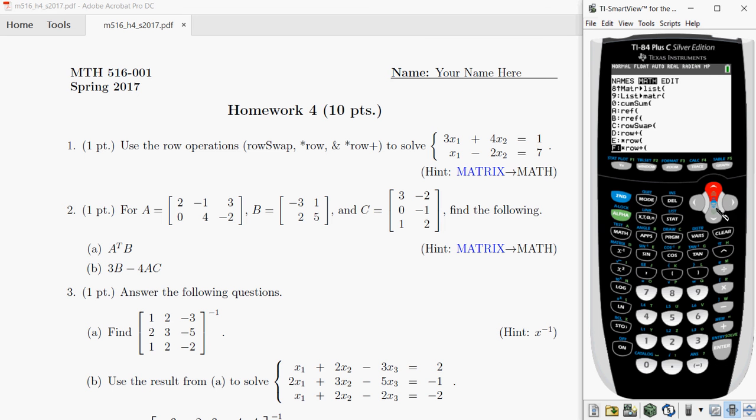If you go there, RREF, and you just put the A matrix in there and hit enter, you can see that this one operation, RREF, goes straight to the resulting matrix here. So that's it. I hope that this was clear.